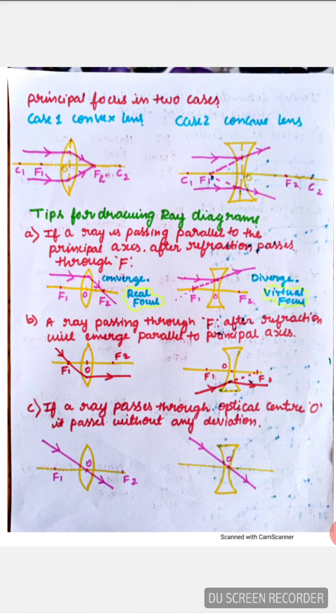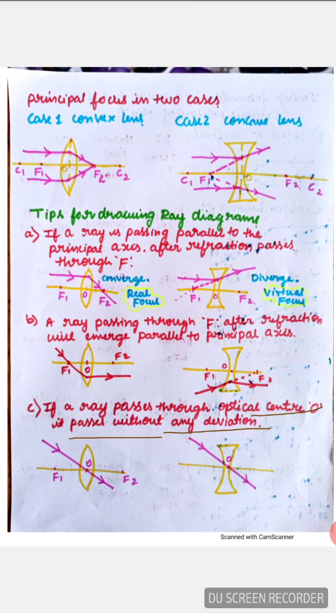Okay, so the third one, if a ray passes through optical center O, it passes without any deviation. I already said this in the previous slide. If you are sending a ray which is passing through optical center, it will go without any deviation, because at that point we consider that as a glass slab. There will be a slight variation, but we will neglect it. We will consider that it will go without any deviation.